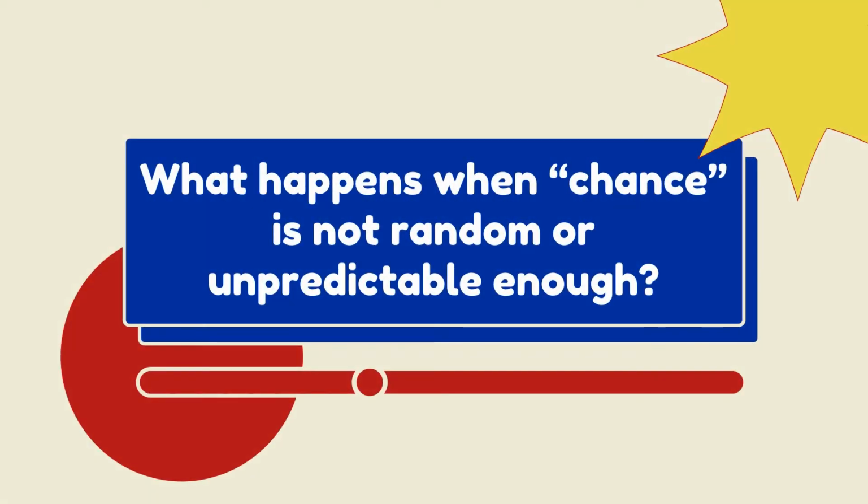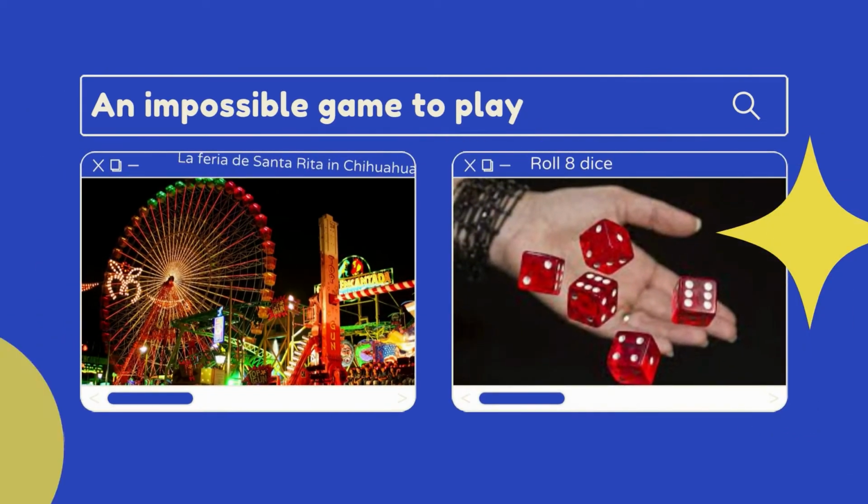First of all, as you know, one of the main focuses in Mexican culture, besides the music, gastronomy and cultural events, are the fairground games. The inevitable and unpredictable chance and randomness this game produces allow the gamers to feel the uncertainty but also the possibility to win. But you wonder, what happens when chance is not random or predictable enough? An impossible game to play.